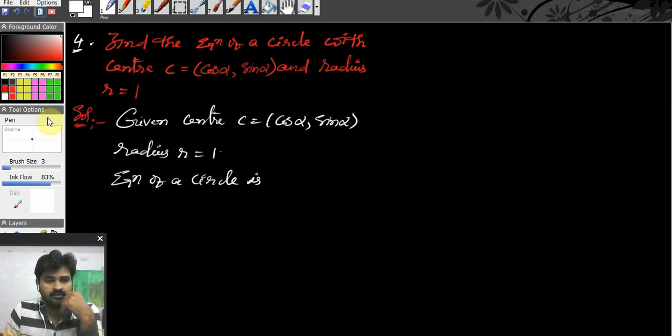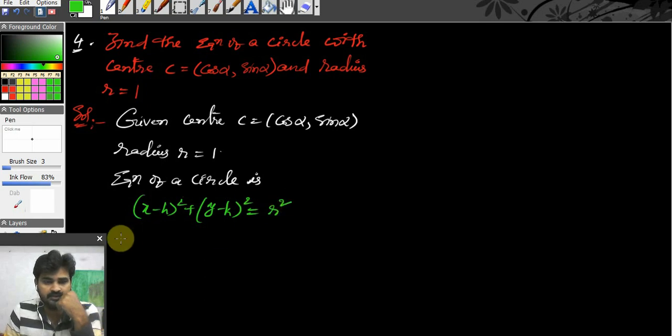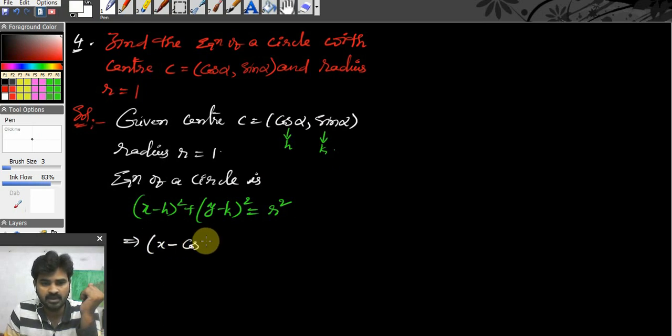Okay, now we have to write the formula. The equation of a circle is (x minus h) whole square plus (y minus k) whole square is equal to r square. This is the formula. So the values we have taken in the center, this can be taken as h, this can be taken as k. Remember that the center can be taken as (h, k). Now substitute carefully in this equation. We will get (x minus cos alpha) whole square plus (y minus sin alpha) whole square is equal to 1 square.